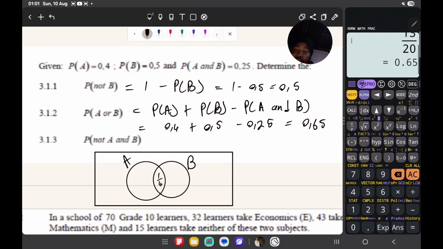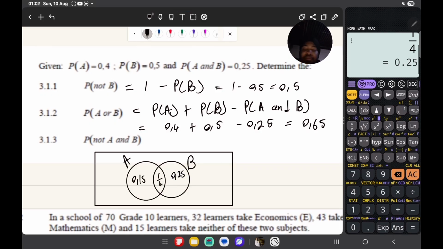And this part is of course going to be 0.4 minus 0.25, which is 0.15. And here, what is it going to be? It's going to be 0.5 minus 0.25. Oh yes, of course, it's going to be a quarter as well, or 0.25.